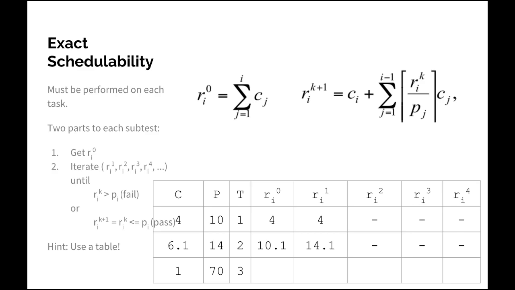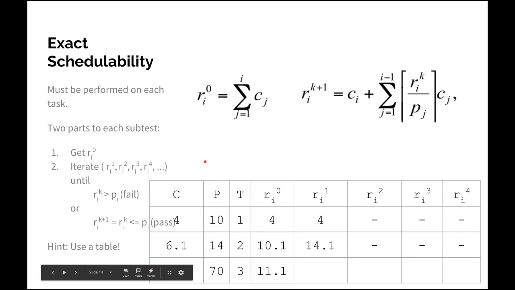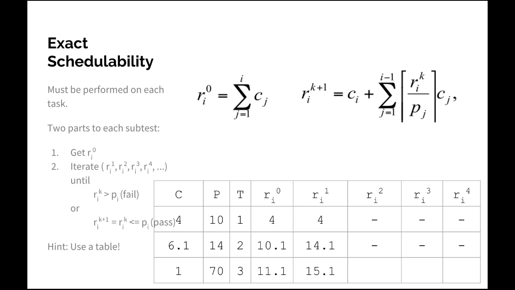I'm going to work a little bit faster here, but feel free to pause along the way. So the R0 value of the third task is just the R0 of the previous value plus the execution of that third task, which is 1, giving you 11.1. 11.1 divided by 10, rounded up, is 2. Times 4, that's 8. And then you do the same with the second task. 11.1 divided by 14 rounded up, that's 1, times 6.1. So 8 plus 6.1 plus 1 gives you 15.1.